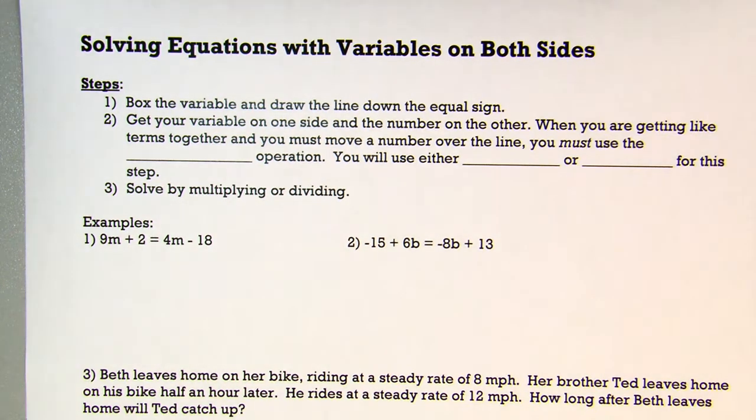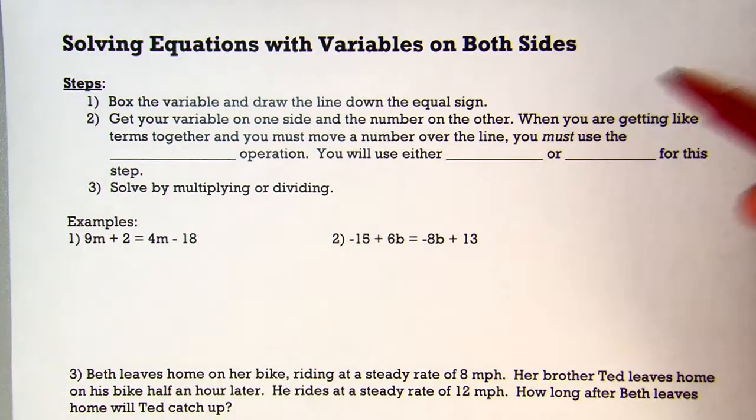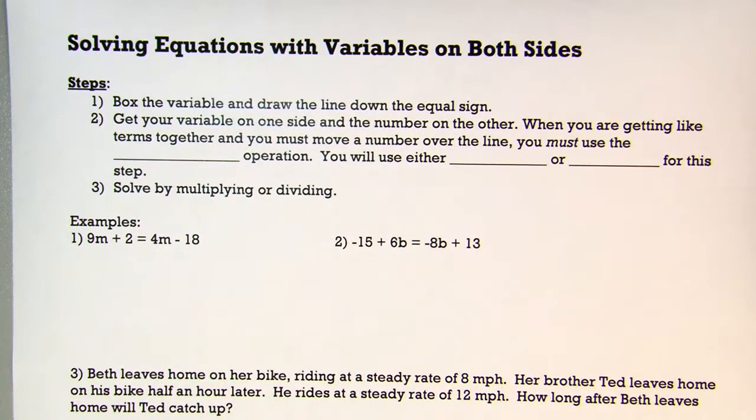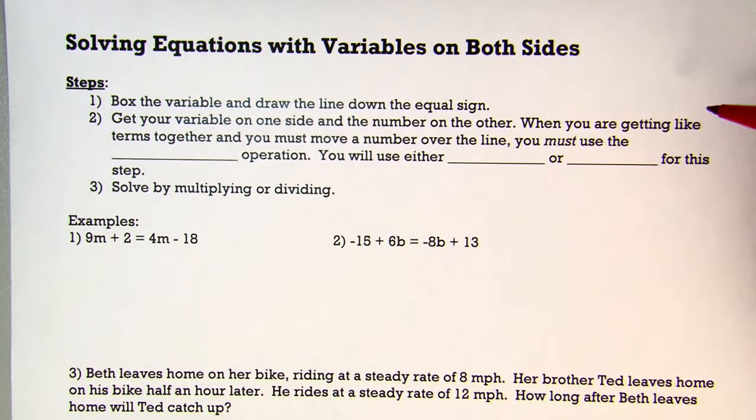Variable. Include your notes there, include our steps in your notes. Okay, we're going to go ahead and fill it in. We're going to box our variable and draw the line down the equal sign. Get your variable on one side and the number on the other. When we're getting like terms together, we must move a number over the line. We must use the opposite operation.